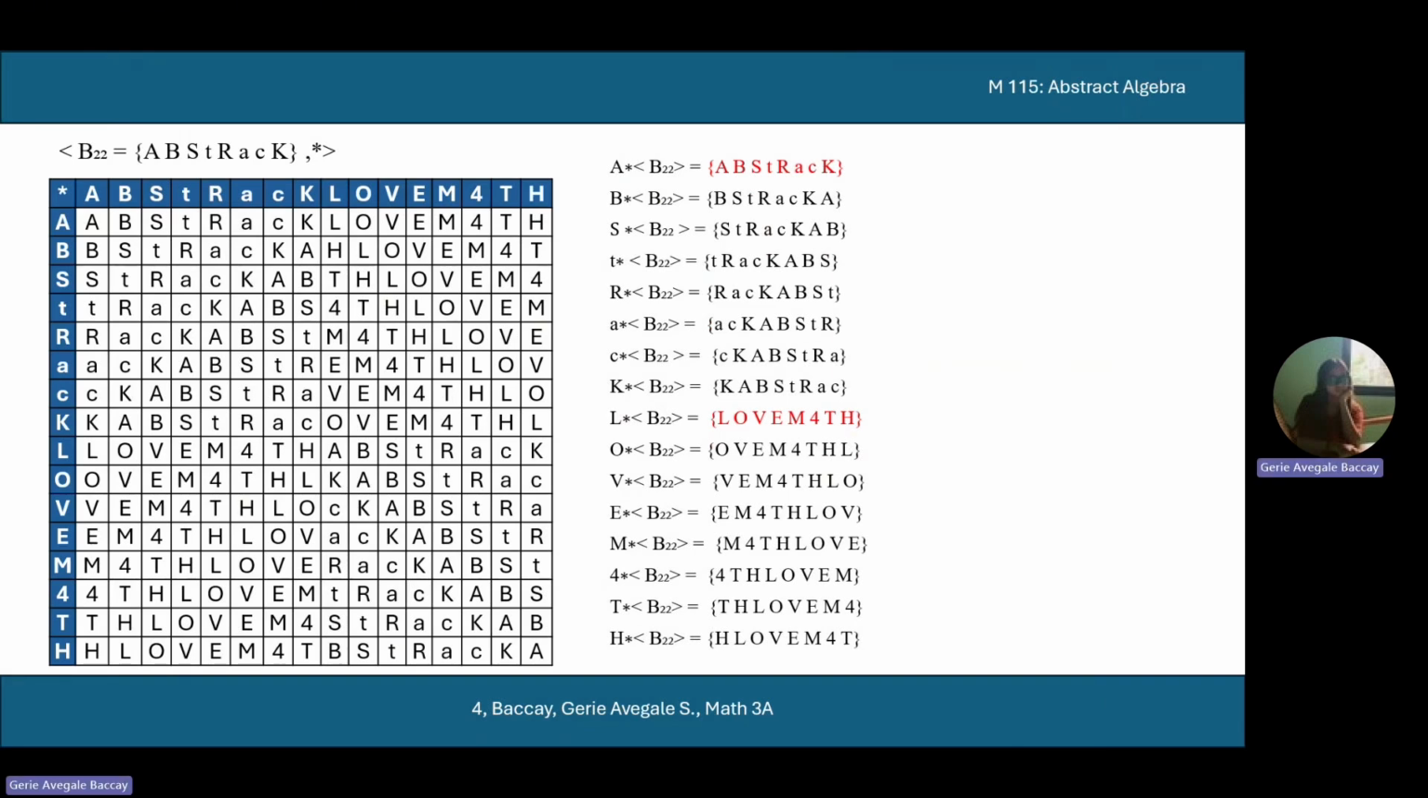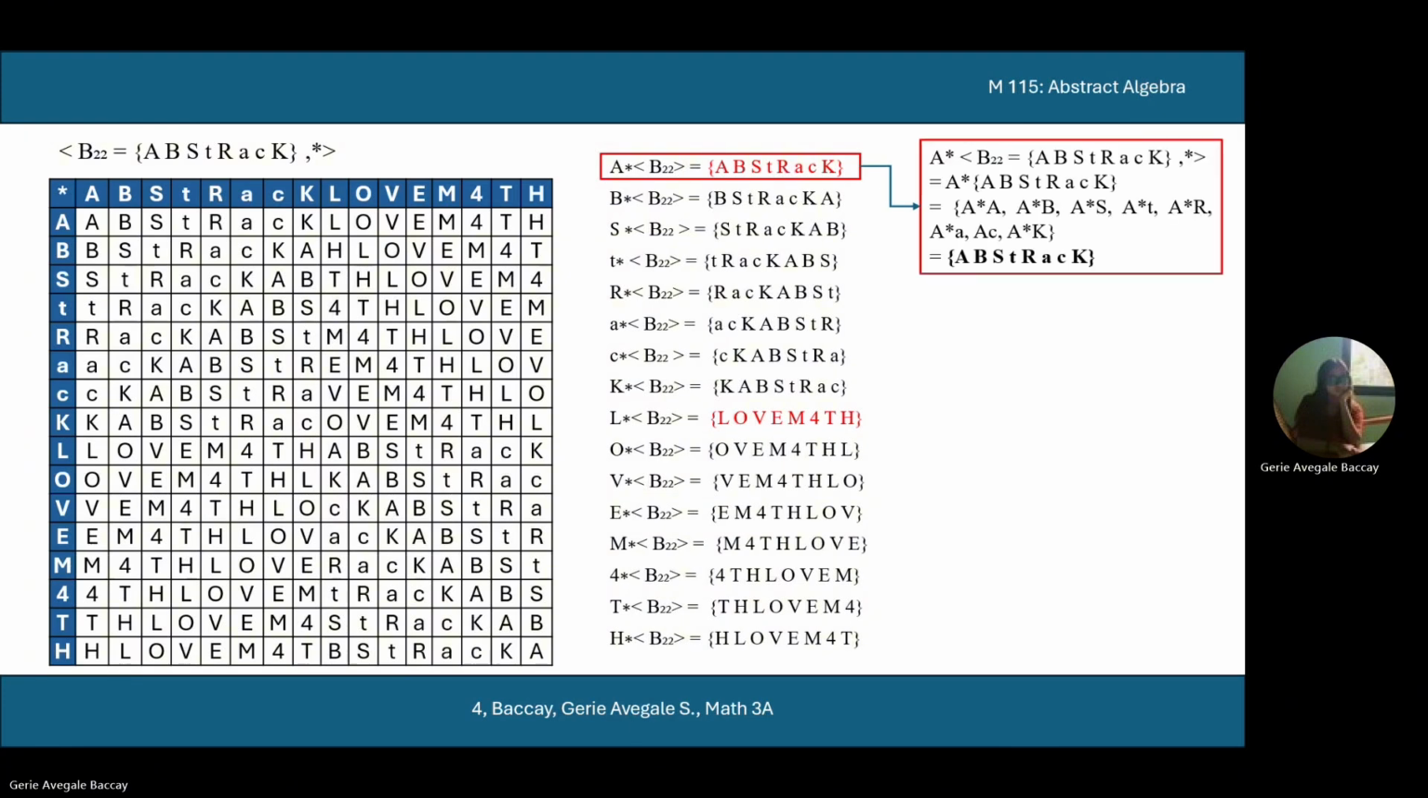So same process for B sub 22. Let's have this example. B star a is b, that's why we have b here. And then b star b is s, that's why we have s here. And then b star s is t, that's why we have t here. And then b star small t is r, that's why we have r. B star r is small a, that's why we have small a.